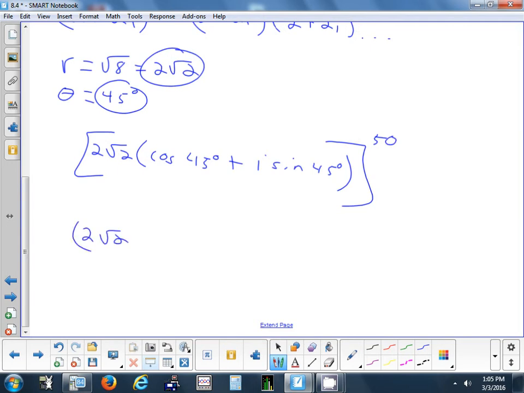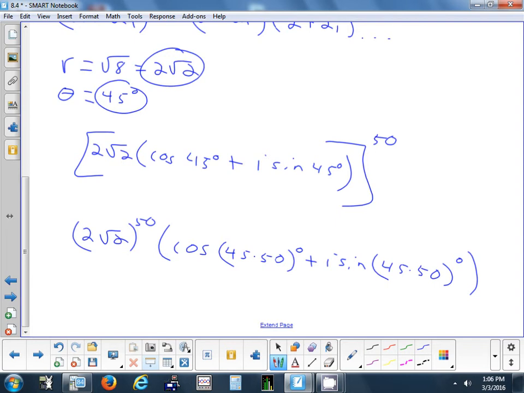2 root 2 to the 50th, whatever that comes out to, times cosine 45 times 50, whatever that angle comes out to, plus i sine 45 times 50. Very, very fast way to raise that to the 50th power, and I'm done.